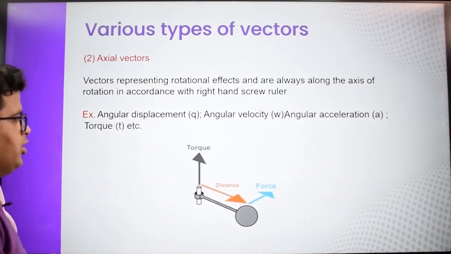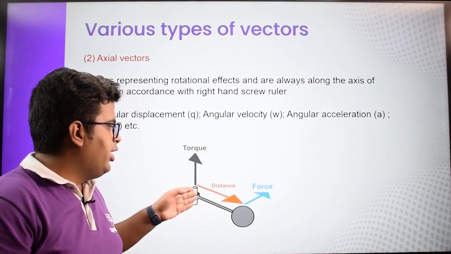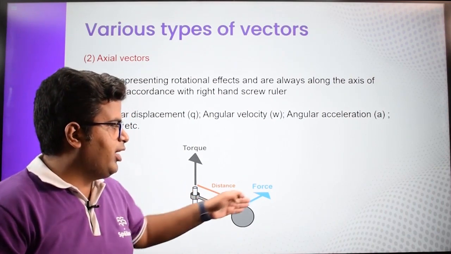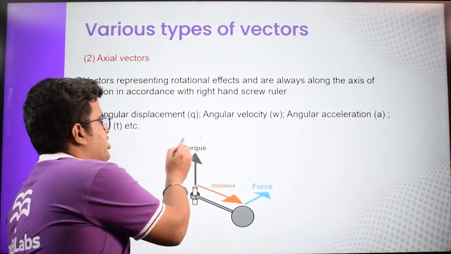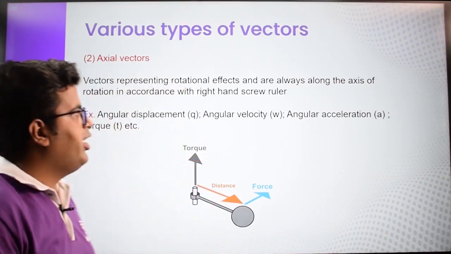Now we have another diagram, which shows that suppose this is an axis and let's say this is the distance and you are applying a force. So over here the axial vector is going to be your torque. I hope you understood it. Now let's move further. So we have a question based on this.